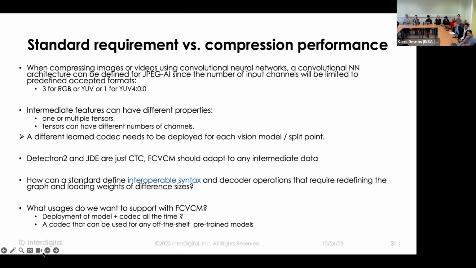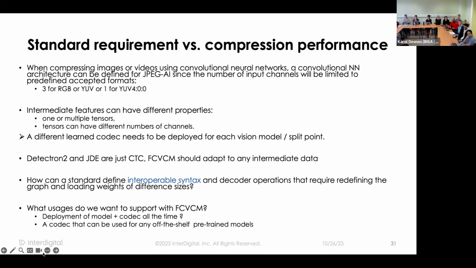Here, I'm going to explain why we decided not to use trained methods for now. When you want to deploy something like JPEG AI, let's say you want to compress an image. So you have three channels, RGB or YUV. You know your graph, right? You know that the input is three channels and you have a fully convolutional system. So you know it's agnostic to the resolution, so it can work with different images.